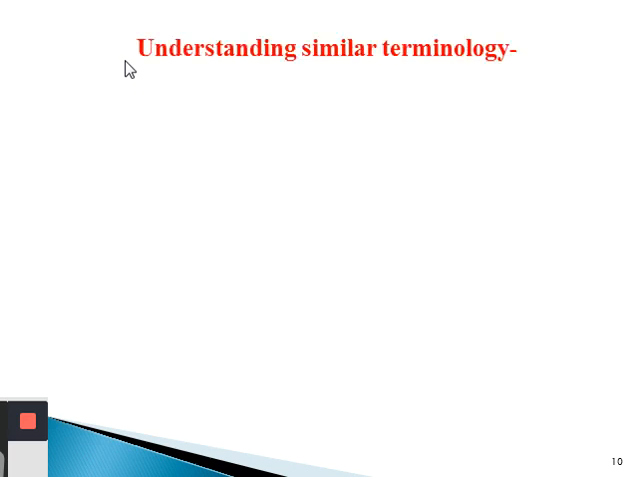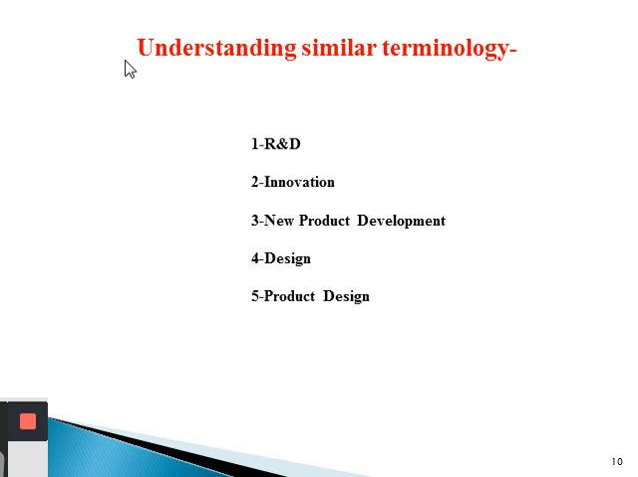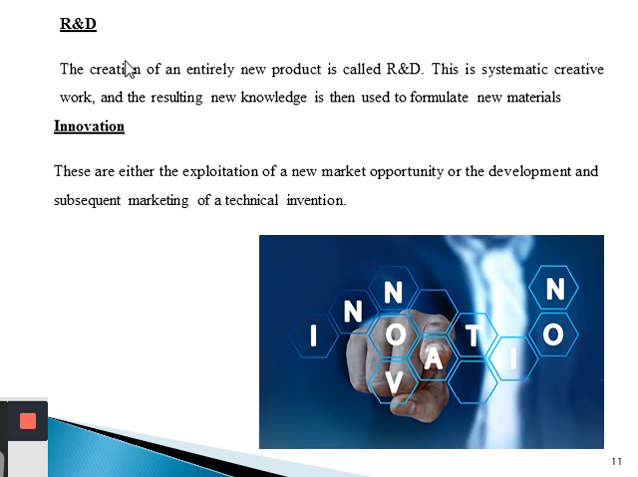Then, understanding similar terminology. There are a lot of terms. We can see here R&D, innovation, new product development, design, and product design. In R&D, the creation of an entirely new product is called R&D. This is systematic creative work, and the resulting new knowledge is then used to formulate new material. What are they targeting? The R&D department's particular purpose is to create or synthesize a new molecule. That new molecule they can use for formulation.